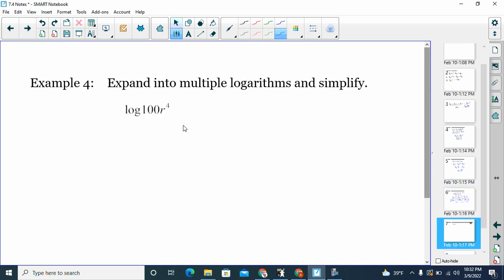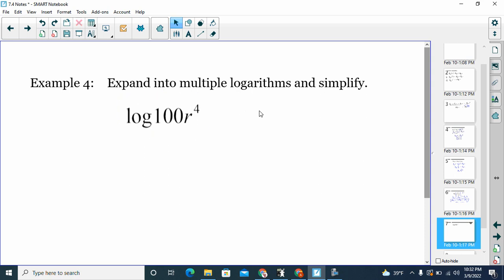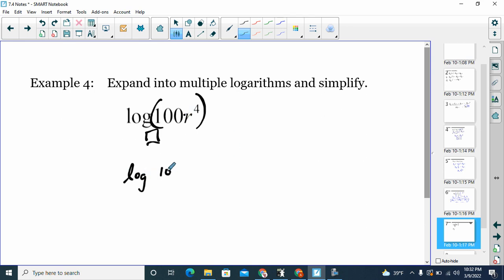Example 4 asks us, again, to expand into multiple logarithms and then simplify. So we have the logarithm of 100 r to the 4th. Remember, logarithm with no base written there, it's understood to be base 10. It's called the common logarithm. First thing we should recognize, that 4, the exponent 4 is only for the r. The 100 is not being raised to the 4th. I've got 100 times r to the 4th. So we're going to write this as log 100 plus log r to the 4th. And if you want to do it in one step, then we can take the 4 and move it out front.